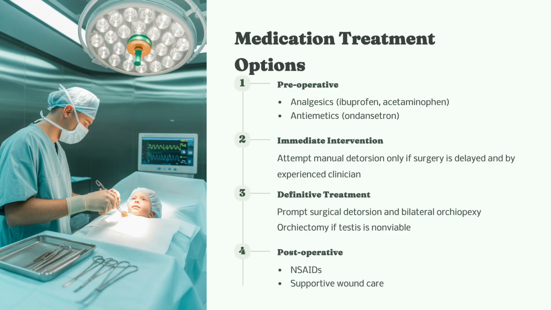Some medications we can offer patients are ibuprofen, acetaminophen, or Zofran for symptom control. Manual detorsion may be attempted if surgery is not immediately available. Definitive treatment is surgical detorsion and bilateral orchiopexy. If the testicle is non-viable, orchiectomy is performed.